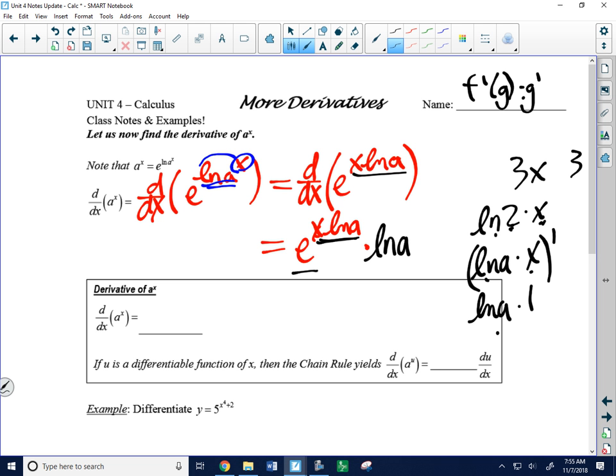Let's see if there's anything else I want to do on this one. Okay, so that's it. Now I'm going to write it in a different form for our purposes. I'm going to move this x back up. e to the x ln a, so e to the ln of a to the x.